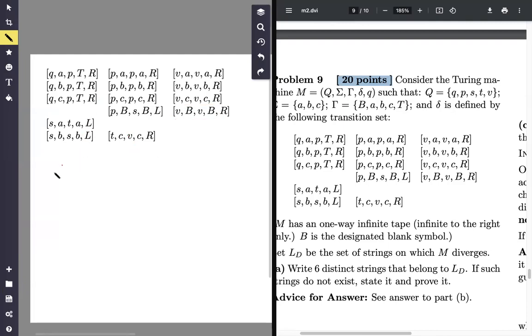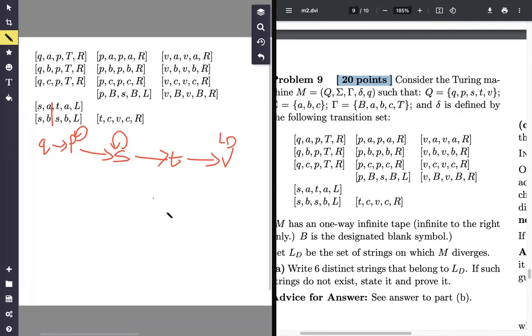Okay, so let's draw out our transition graph. Let's start with Q. Q has 3 transitions, they all take me to P. P has 3 transitions that loop back to P, so there's a P star, or there's a loop at P, and then we have 1 transition that takes me to S. There are 2 transitions in S, 1 takes me back to S, and 1 takes me to T. And then in T, there's 1 transition that takes me to V. And then in V, we just diverge. Now we're chilling. That's all we need to do.